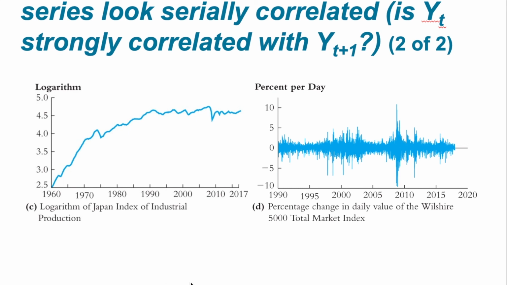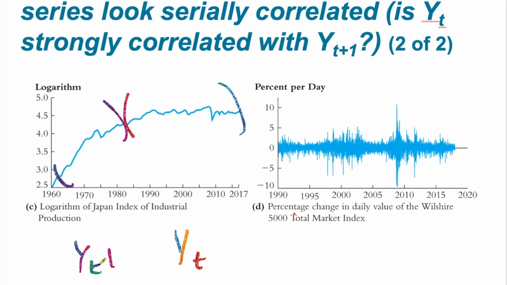Let's look at one more example. Think about the log of Japan Index of Industrial Production. There is quite a bit of persistence here as well, but as we're going to see later in the chapter, the persistence takes a different form over different parts of the time series. But you are able to predict the value of yt based on the value of yt minus 1 for the logarithm of Japan Index of Industrial Production.